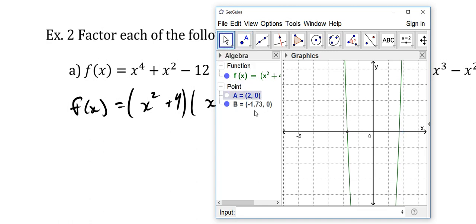Negative 1.73. Does anybody recognize that from trig? We see it a lot on our calculator. It is the square root of 3. So those are plus or minus root 3. So where's the other one?